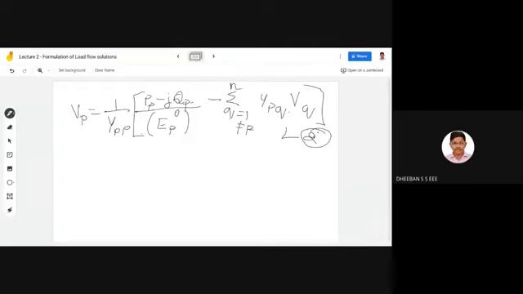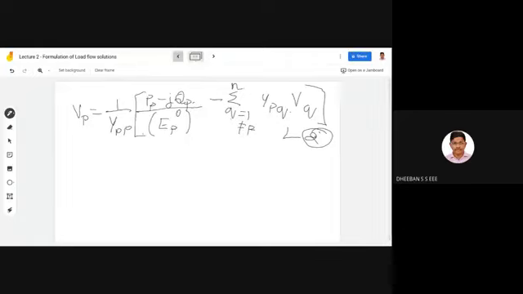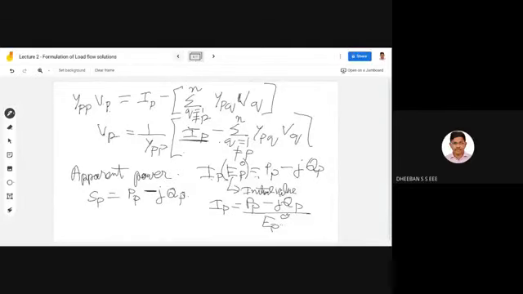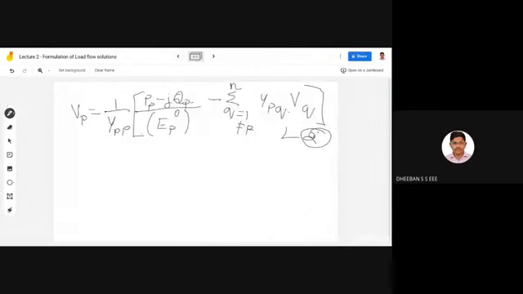What I am dealing with here is for your reference only. They won't be asking these things in any kind of exam, but for your understanding purpose I am dealing with it. This is the iterative equation we have arrived at. You have to use some iterative algorithms to find the voltage.